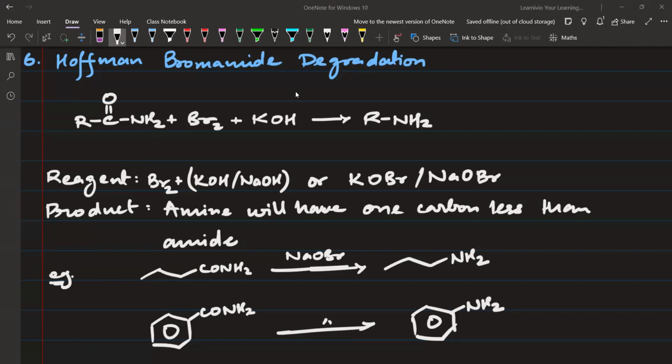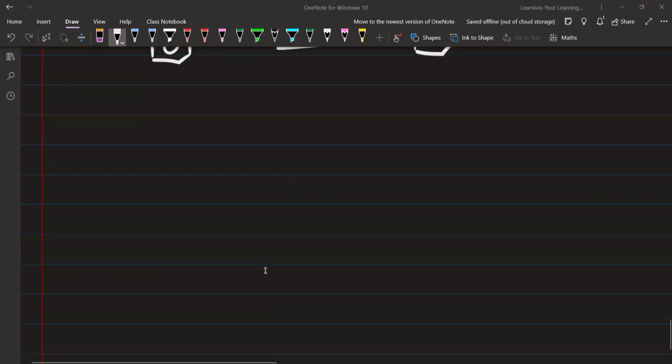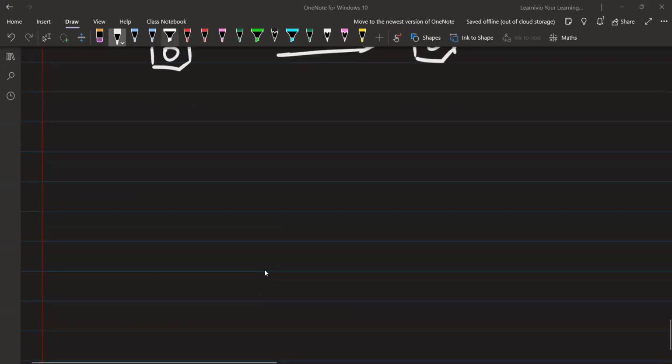Okay, everyone is done. The MOP is over with Hoffman bromide degradation. The next one is physical properties.